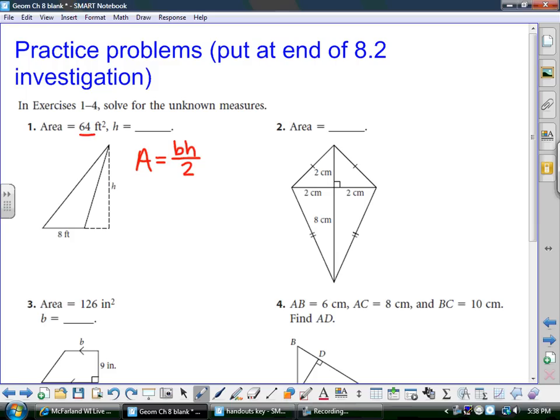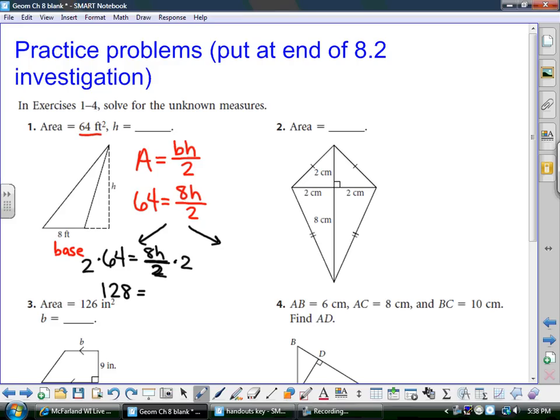Then I can plug in the information that I know. I know that the area is 64. I know that the base is 8, and I don't know what the height is. This is the equation that I have left to solve, and I can show you at least 2 different ways to solve that equation. One way to solve it is to undo the divide by 2 by multiplying both sides by 2.